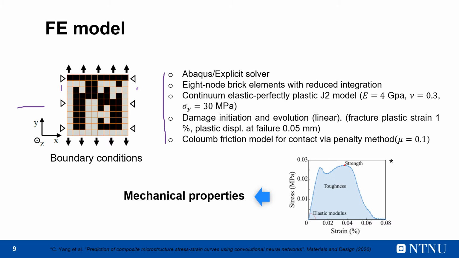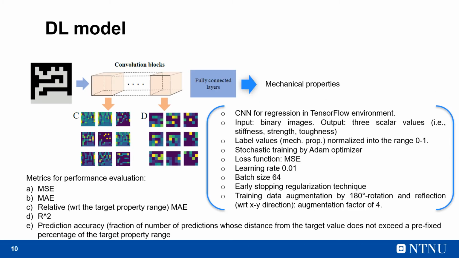And then we deduce the stress strain curves, and from those curves we obtain the mechanical properties. We consider two properties: the stiffness, or effective elastic modulus, as the slope of the initial linear part. We consider the strength as the peak of the stress strain curve, and then the toughness defined as the area underneath the curve.